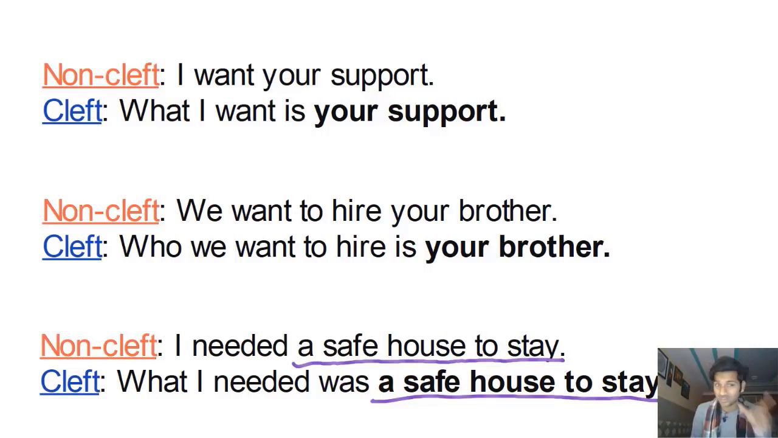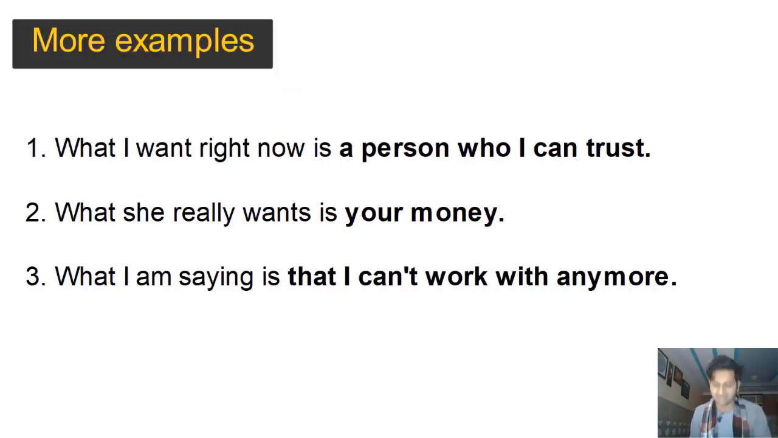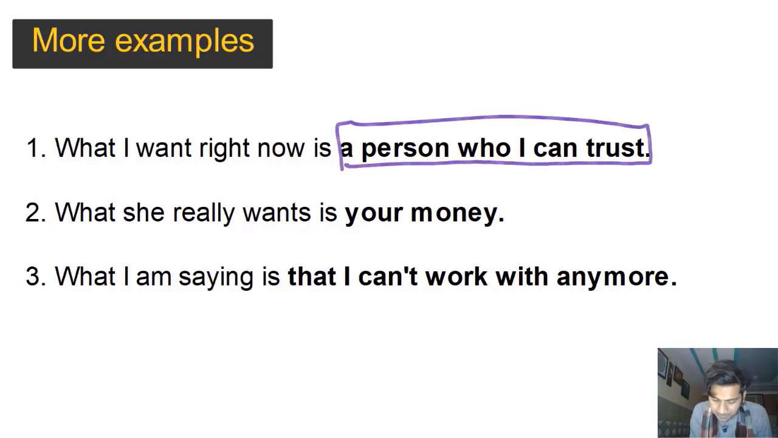But the most common WH cleft sentence is using what, right? Let me show you more examples of what cleft sentences. What I want right now is a person who I can trust. Hey man, what do you want? Don't cry, man. Tell me what you want. What I really want right now is a person who I can trust. This is what I want. You don't know whether I want a thing or a person. That's why I'm saying what, right? What I want right now is a person who I can trust.